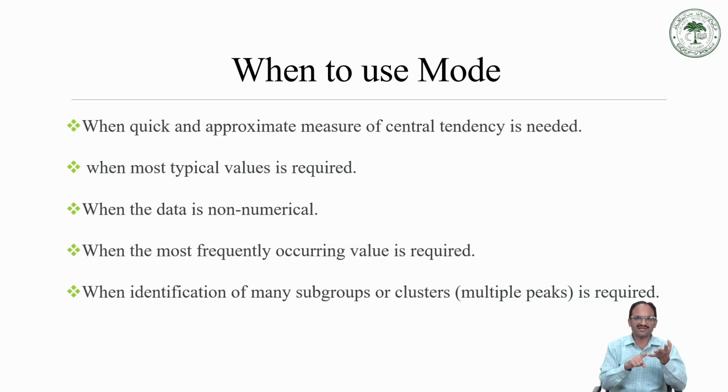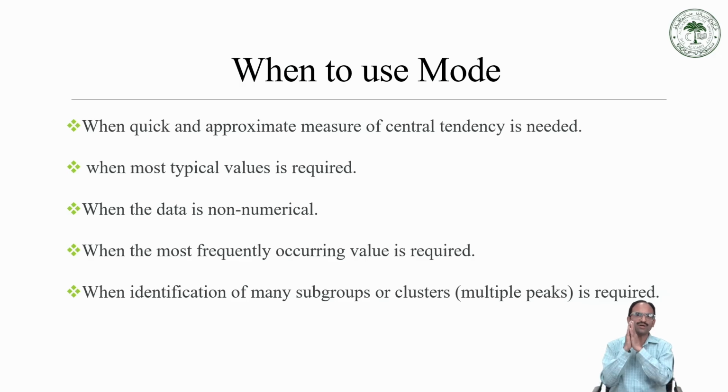They will ask the first customer, suppose he or she says 1. Similarly the 10th customer, the 20th customer, they will move on and note their preferences, and out of all the data they will see which number is appearing the maximum number of times. By virtue of that they will be able to tell which product is the most popular, which product is most liked by the customers. So when a quick and approximate measure of central tendency is required, we use mode.